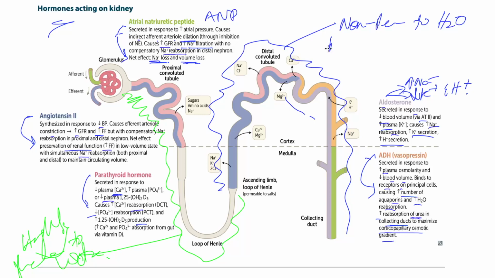Okay, but if you have increase in ADH, this would lead to high permeability of water. If you have low ADH, this leads to low permeability to water. So that's all for the hormones acting on kidney.